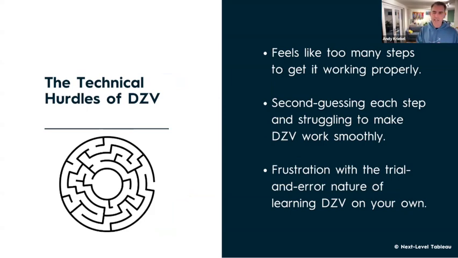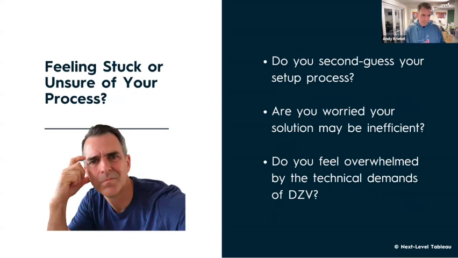And then, of course, there's the technical hurdles of dynamic zone visibility. It feels like a lot of steps to get it working properly, right? But I've just showed you it's only 5 steps. You might be second guessing each step and struggling to make it work smoothly, or you're frustrated with the trial and error. Most of you have probably been through trial and error to get it to work right. I'm guessing so. That's probably why you're on here. And then you also might feel like you're stuck or unsure of the process.